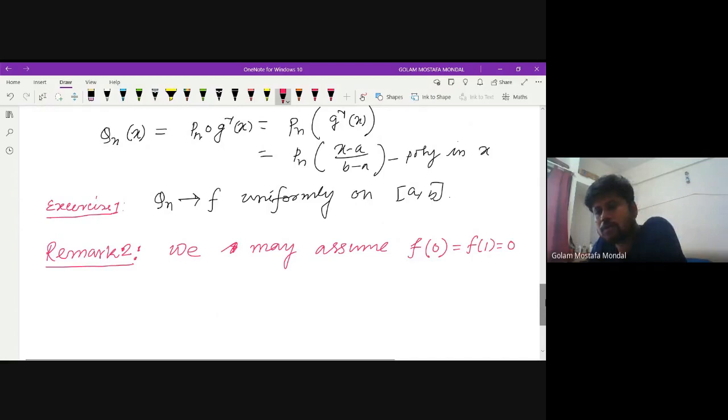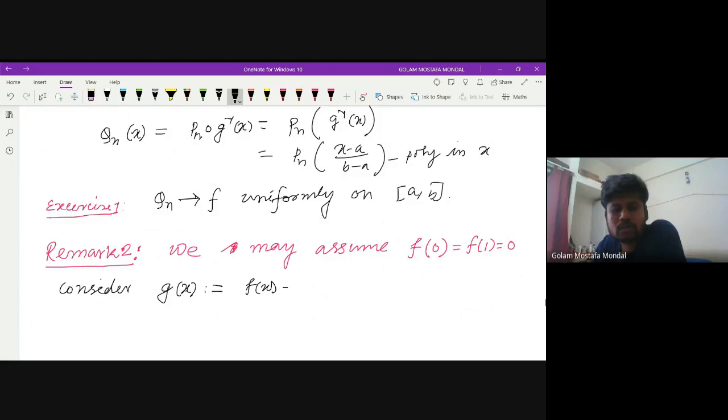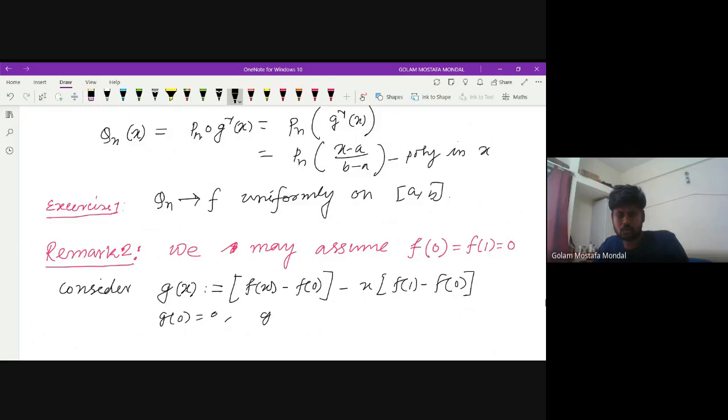Why? See, this is easy. Consider g of x equal to f of x minus f of 0 minus x into (f of 1 minus f of 0). So note that g of 0 equal to 0 and g of 1 equal to f of 1 minus f of 0 minus 1 into (f of 1 minus f of 0). So this is also 0.